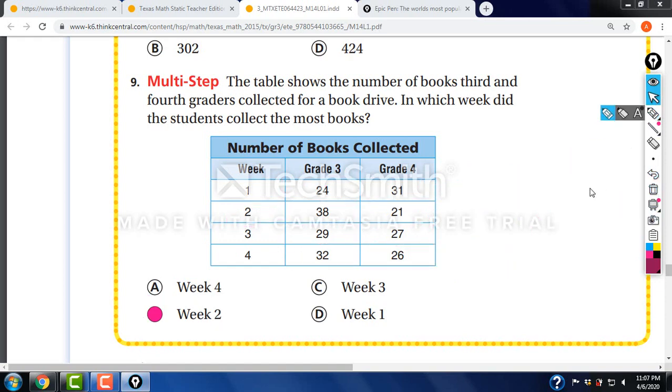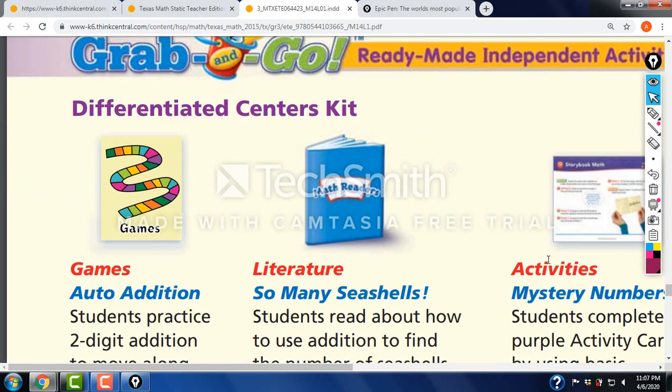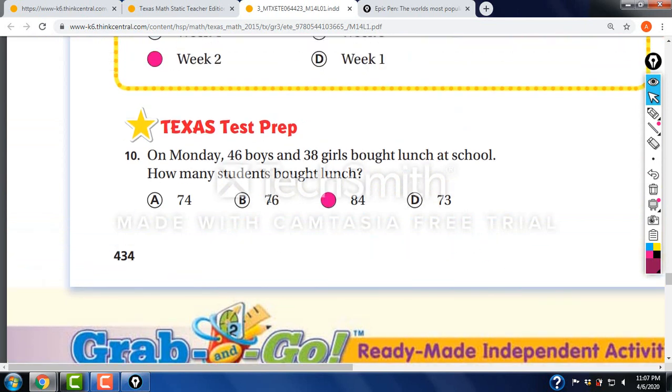That was easy. Let's take a look at your homework and practice. Oh, I'm sorry. On Monday, 46 boys and 38 girls bought lunch at school. How many students bought lunch? Again, which model did you use to solve this one? So you just add these two right here. You should have gotten 84.